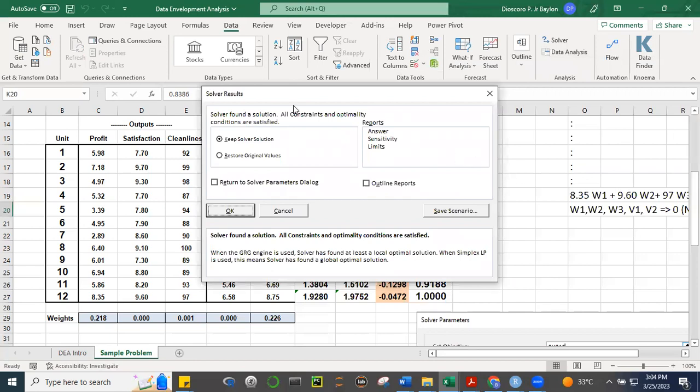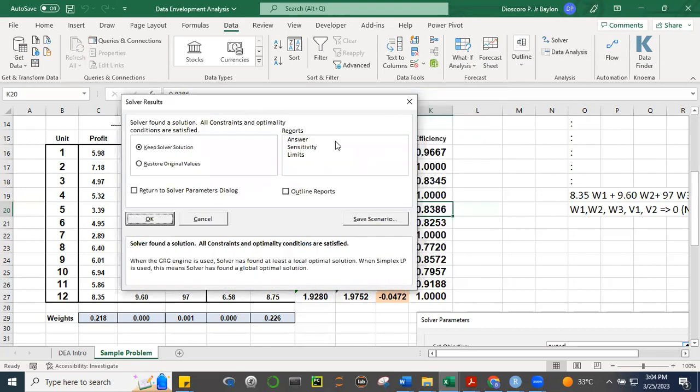Okay. Solver found a solution. Let me check first. Number 5, 0.8426. Same, sir, sa akin po. Same din, sir, sa akin. 8426. Okay, sige. Erwin, check mo na lang yung model mo. No? 8426. Now I'll do the sensitivity analysis.